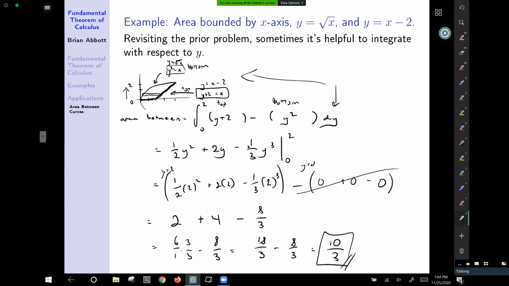So sometimes if it's really challenging to figure out those two areas, if it feels like the problem has to be broken up into two separate area integrals, sometimes you can integrate with respect to the other variable easier, and you'll always get the same result, which is nice.